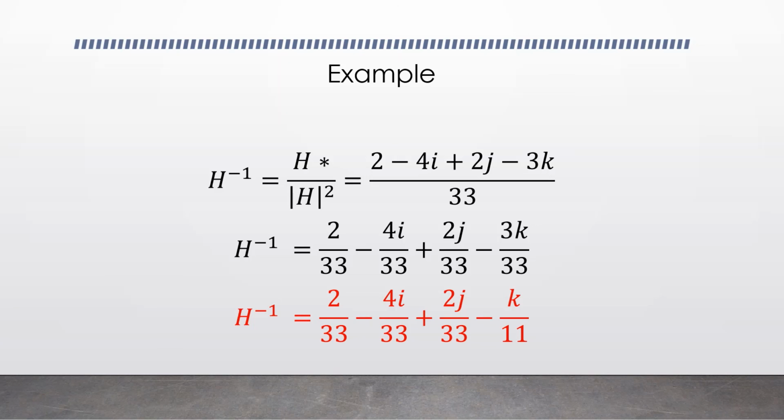For the final steps, we can see that 2 over 33 can't be simplified anymore. 4 over 33i can't be simplified either. 2 over 33j can't be simplified either. However, negative 3 over 33k can be simplified. Our final answer would be 2 over 33 minus 4 over 33i plus 2 over 33j minus 1 over 11k.